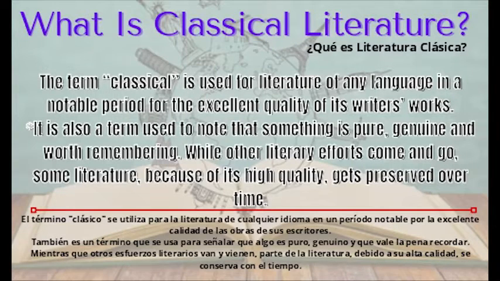What is classical literature? The term classical is used for literature of any language in a notable period for the excellent quality of its writers' work. It is also a term used to note that something is pure, genuine, and worth remembering. While other literary efforts come and go, some literature, because of its high quality, gets preserved over time.